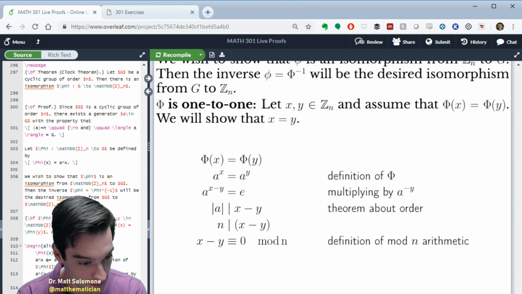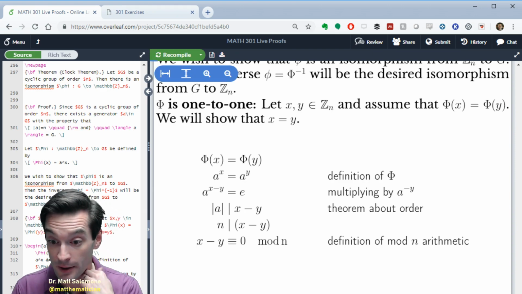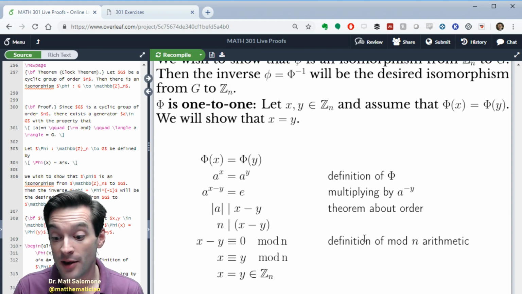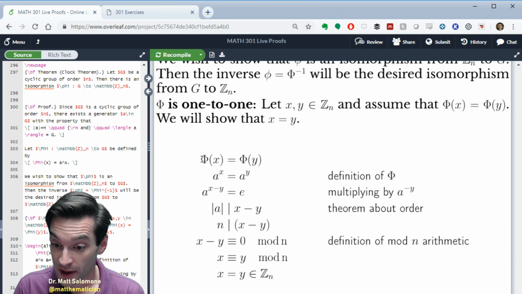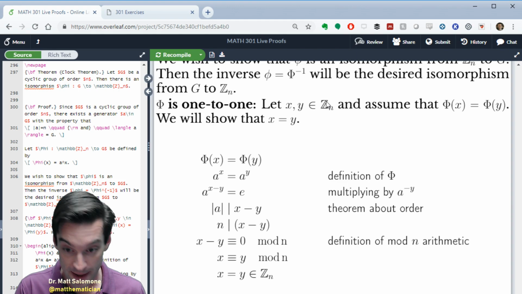Mod n, and therefore that x equals y as an element of Z mod n, as we were trying to prove. So this proves that phi is a one-to-one function. Right? We showed that if phi of x is equal to phi of y, then it must be the case that x is equal to y as elements of Z mod n.